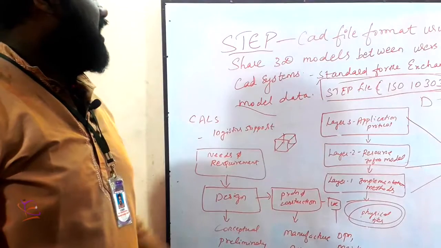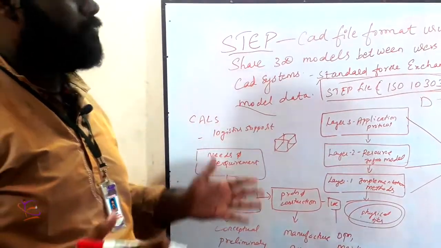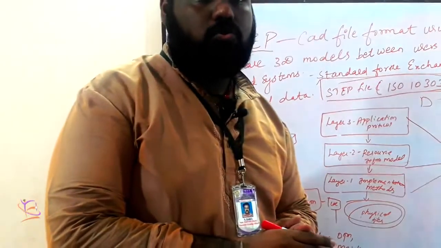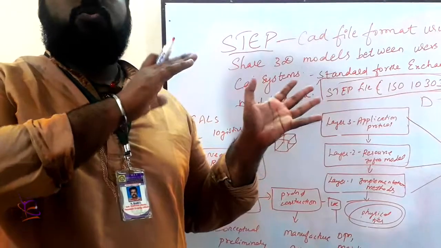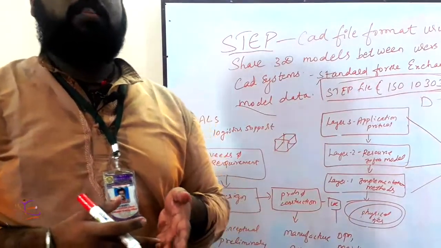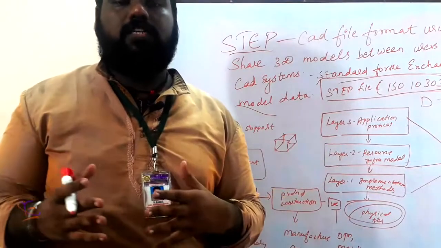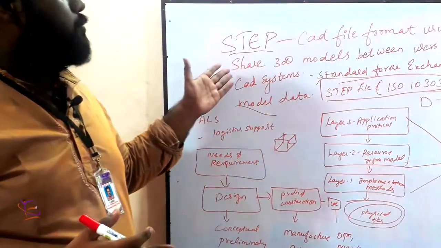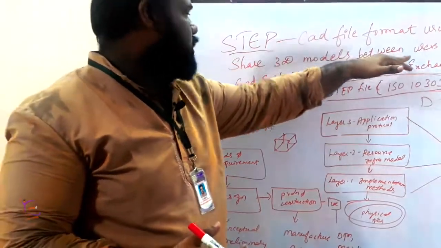Now we'll have a look at STEP. STEP is again a CAD file format used to exchange 3D images to a different CAD system. In the previous one, we were transferring 2D and 3D images to a different CAD system. Now in STEP, we will be transferring only 3D models between users with different CAD systems.